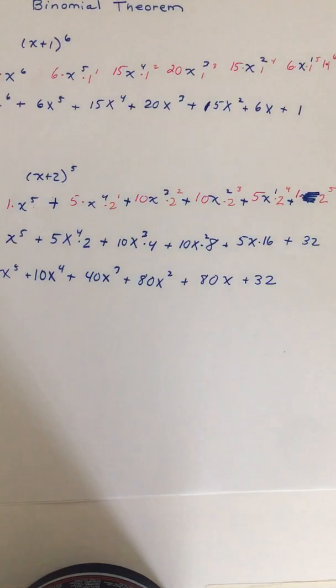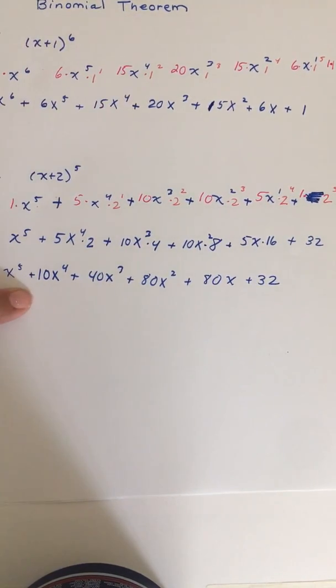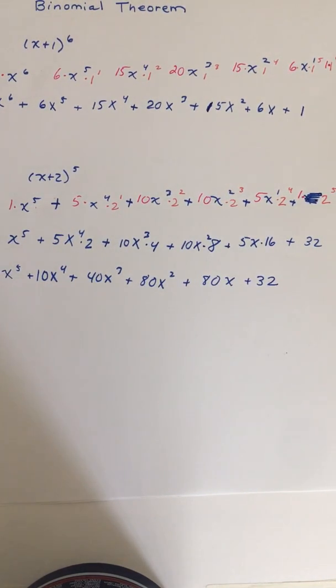Okay, so there's your answer. That's your polynomial. Again, if you were to multiply this out, (x + 2) times (x + 2) times (x + 2) 5 times, this would be your answer. This would be your polynomial. Okay. All right, so you have another U-try.